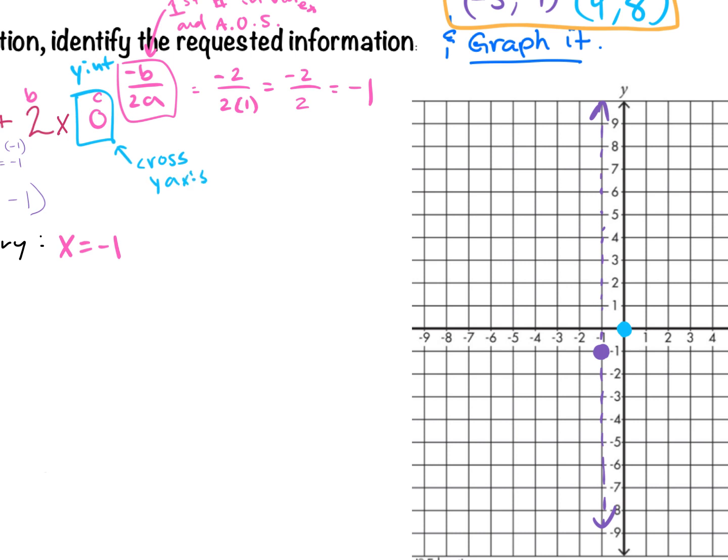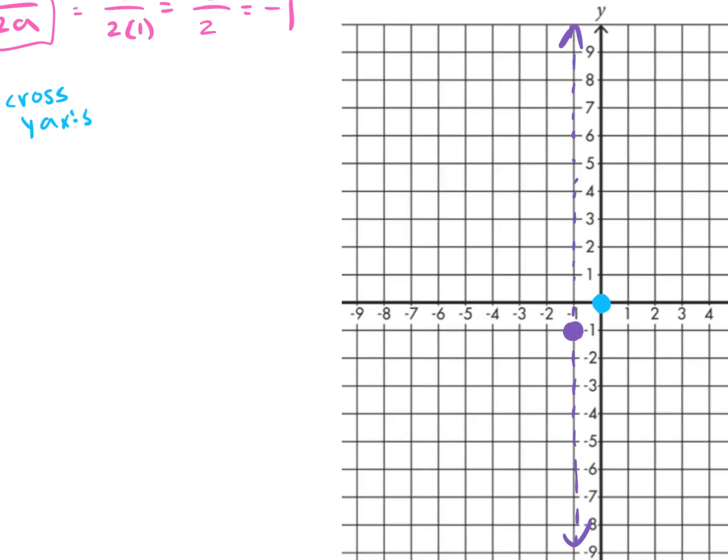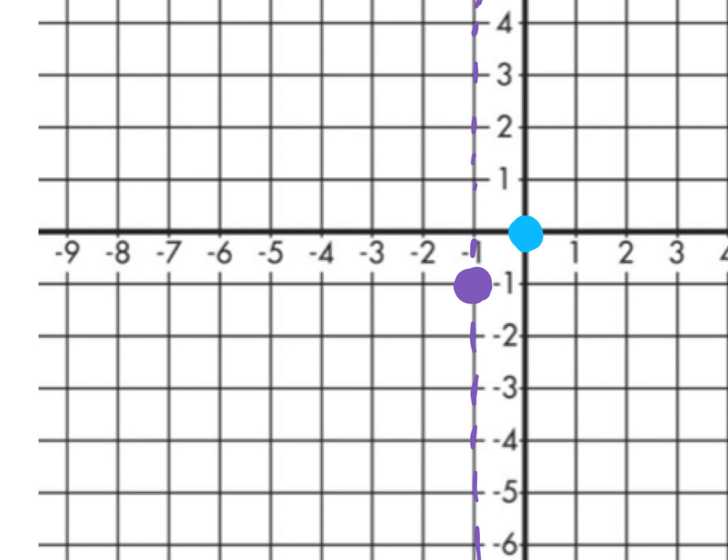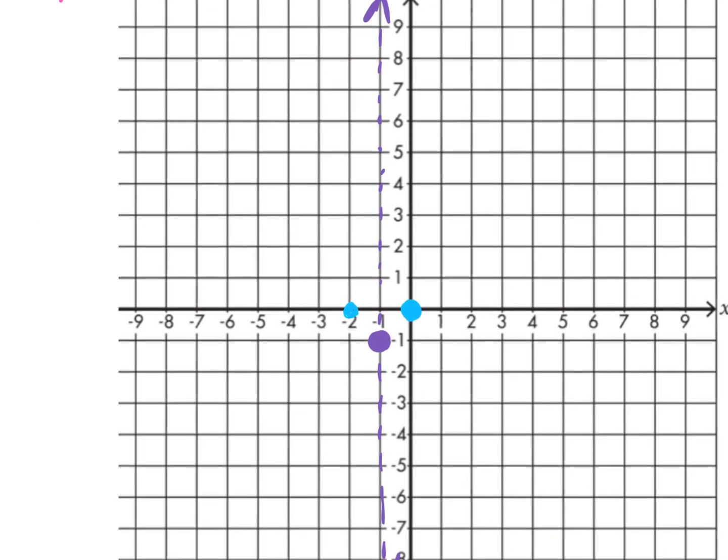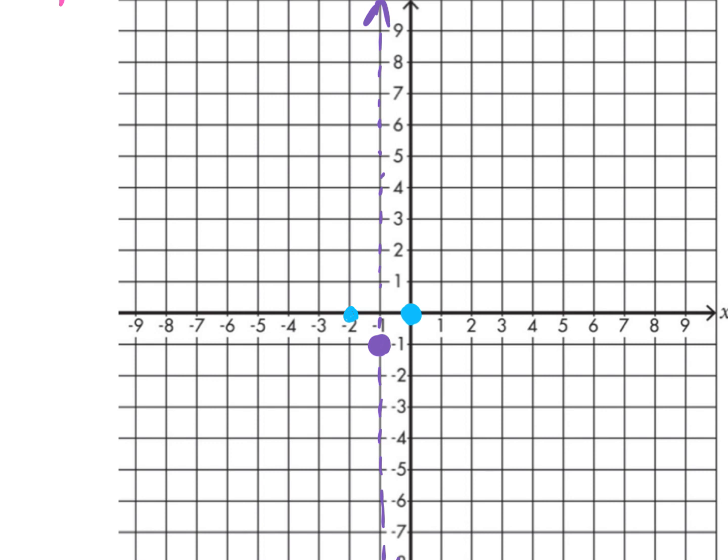Now that I have 2 points on my graph, do I know where my third point's going to be? Where? Negative 2, 0. It's going to be the mirror of that point. The same thing, but on the other side of my axis of symmetry. That axis of symmetry acts as a mirror. So if you have a point to the right side, you're going to have that same point on the left side. Once you have 3 points, you can go ahead and draw your parabola.